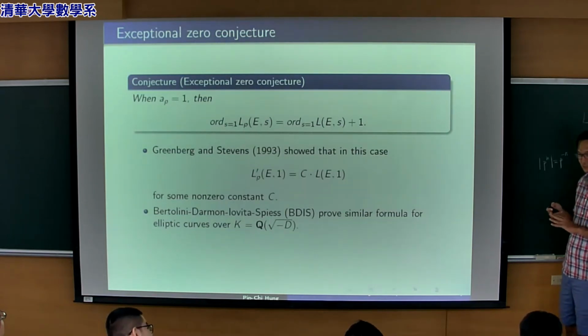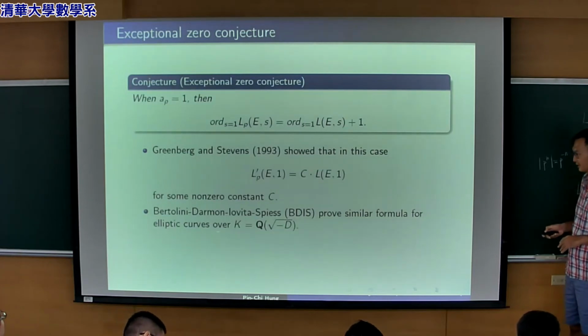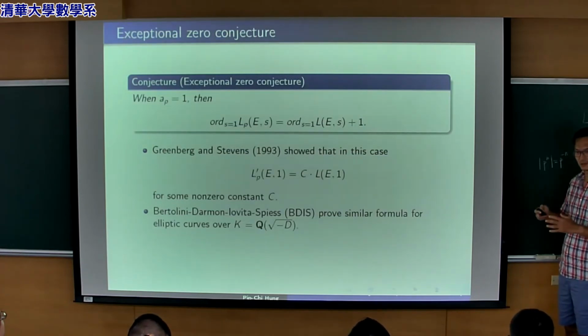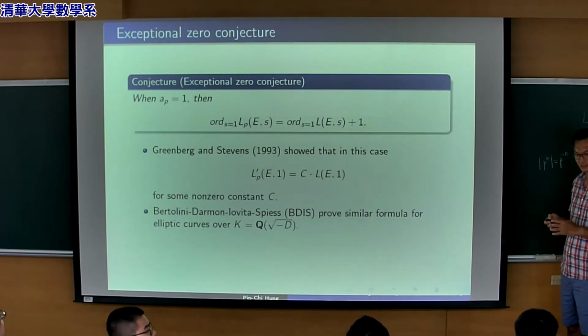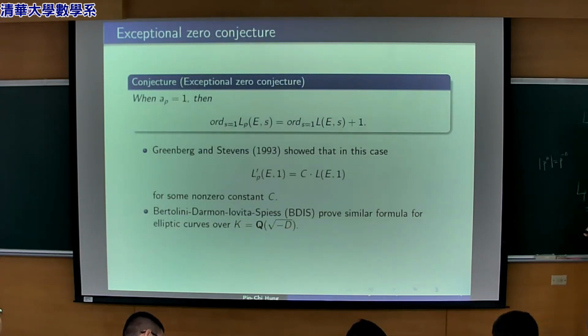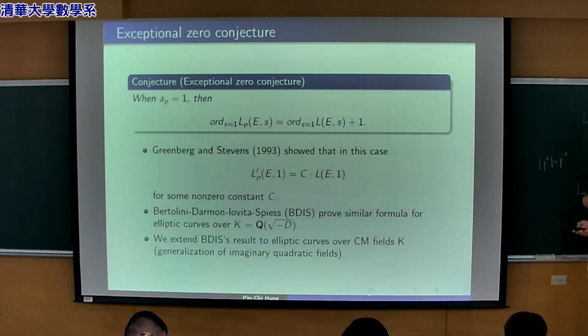Previously the discussion of elliptic curves was over the rationals. And of course, you can consider elliptic curves over a higher degree number field, a finite extension of the rationals. Many things are different, but the L-function is also defined, and you can ask this question, and they proved a similar formula in this situation. The elliptic curve is over Q(√-d), and we extend their result to a more general field called a CM field.